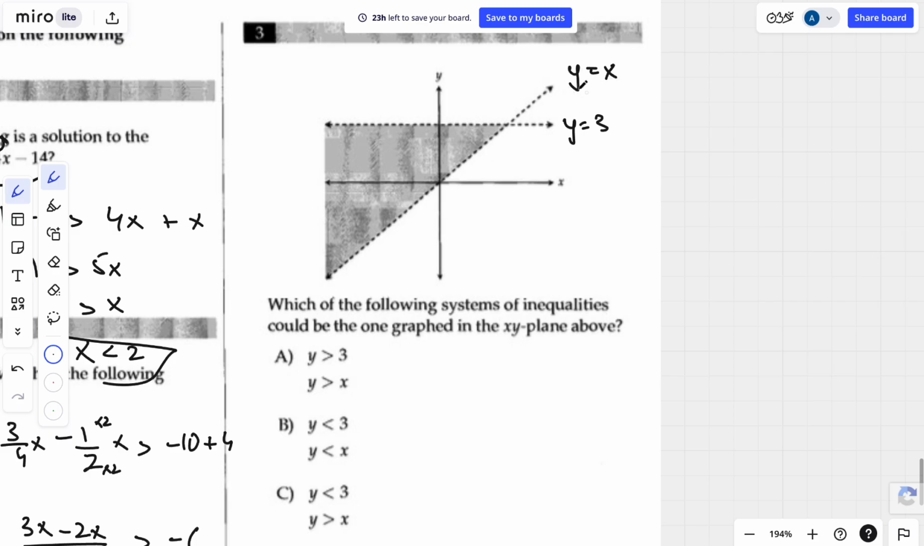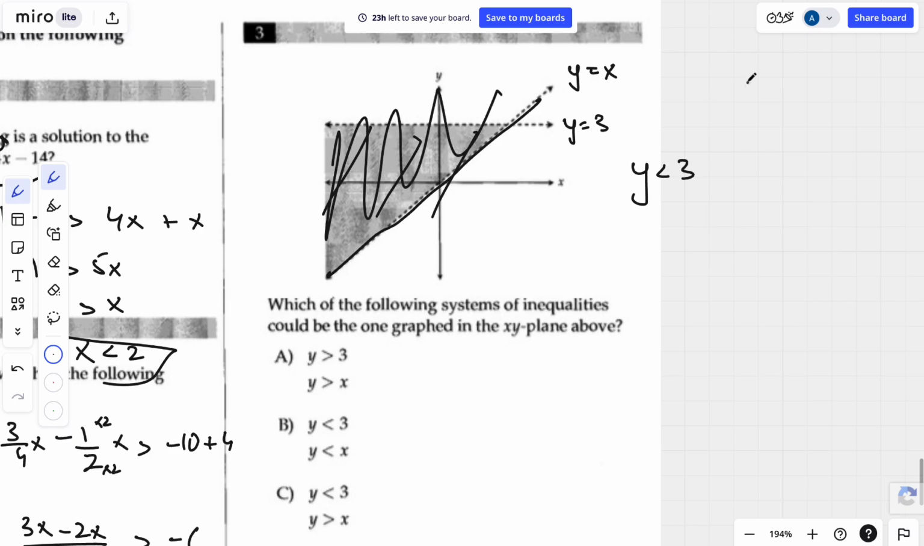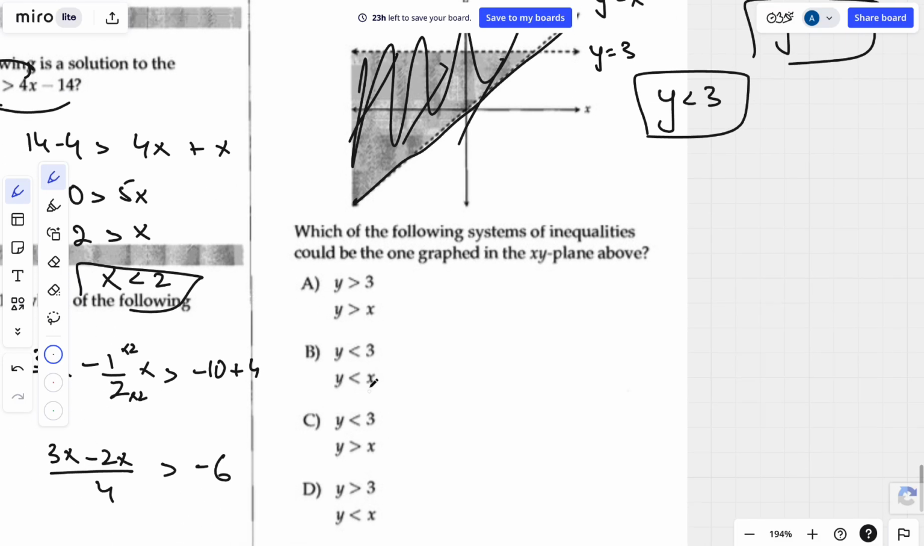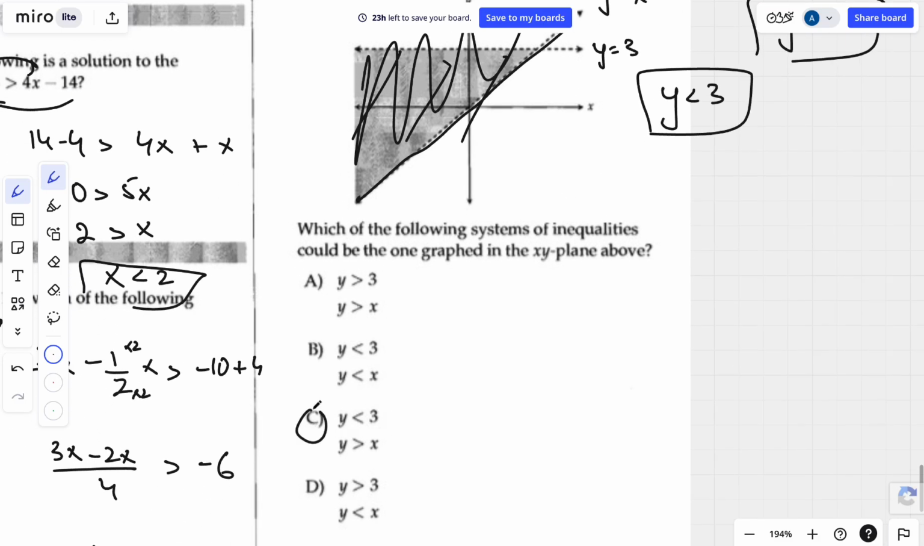It has slope. Now for y equals 3, because the shaded region is under the line, we'll say it's less than 3. So y is less than 3. And for this line, because the shaded region is above the line, we'll say y is greater than x. And you can check this with decimals as well. So greater than x and less than 3. That's going to be C.